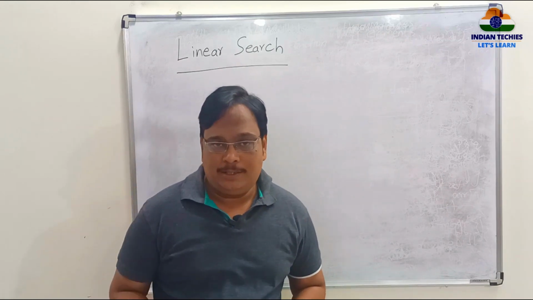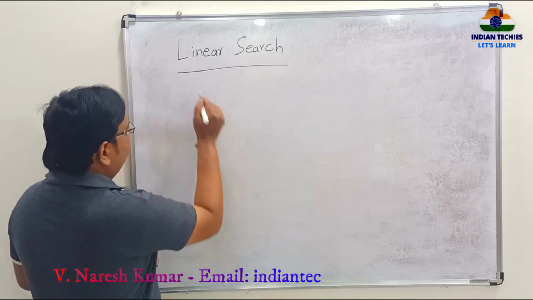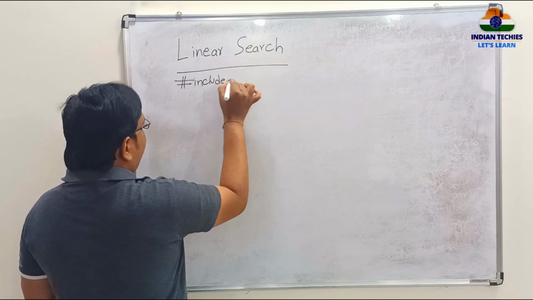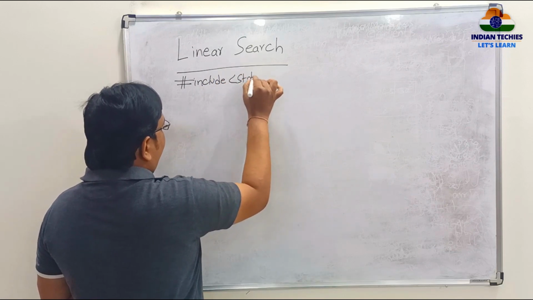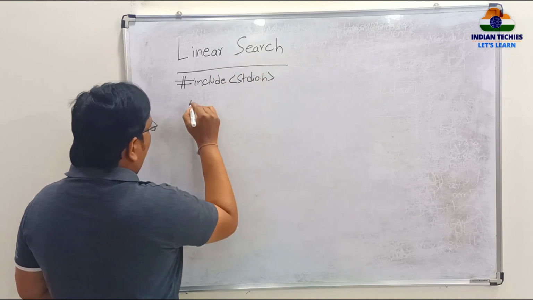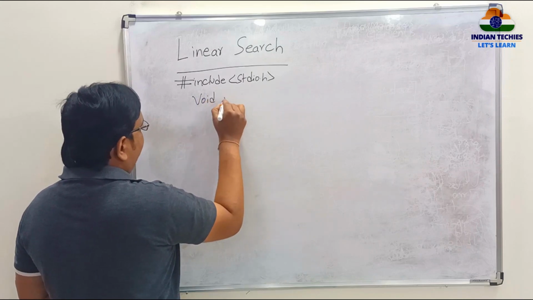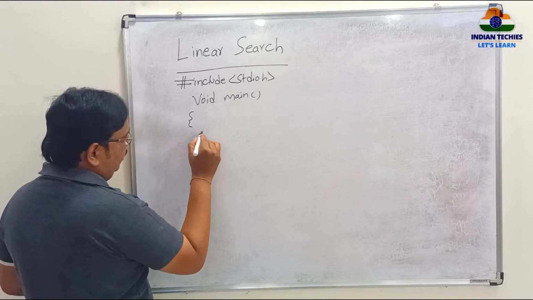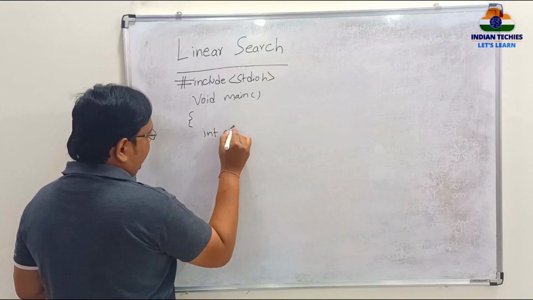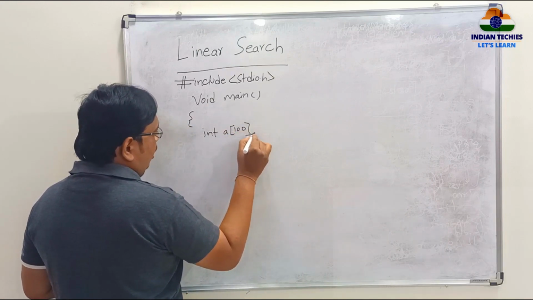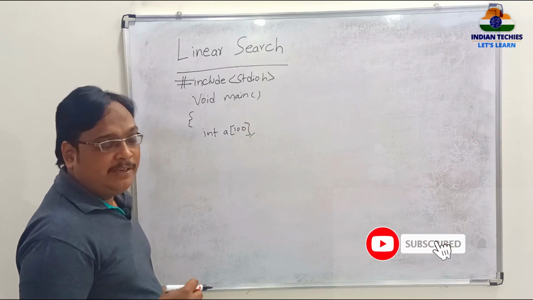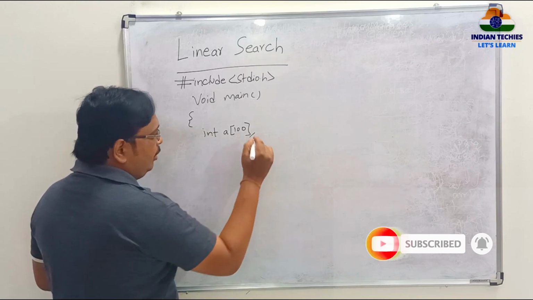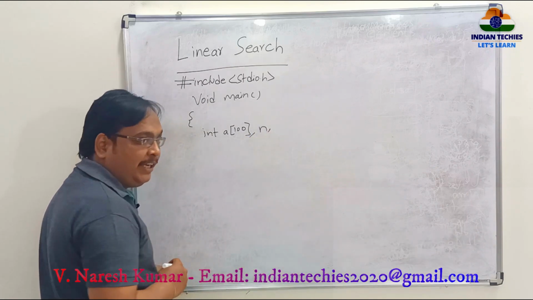Now, let's write the program. So, as usual, #include <stdio.h>, void main. Now, I am declaring an array of size 100. Out of this 100 values, every time there is no necessity to use all the 100 values. Out of this 100, how many do I want? For that purpose, I am taking n.